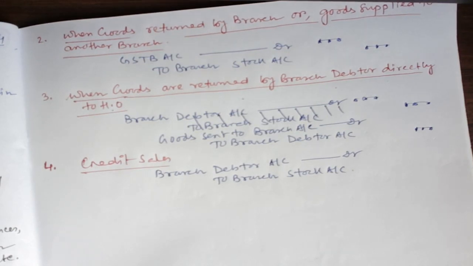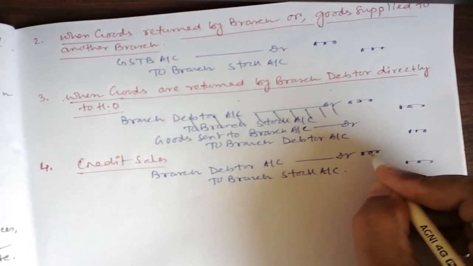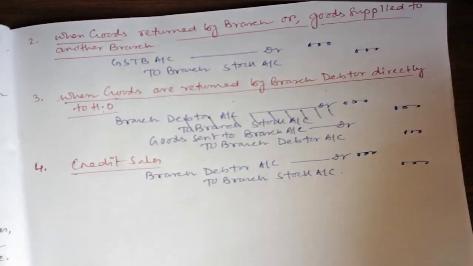Credit sale is what, sir? Branch debtor account debit to branch stock. Okay, that is a perfect journal entry. You just make it corrected. It was simply a mistake on that.